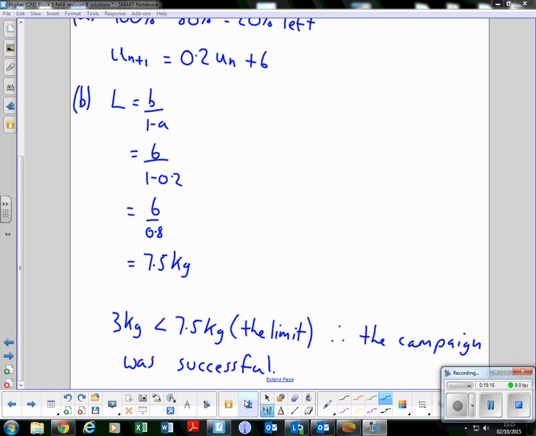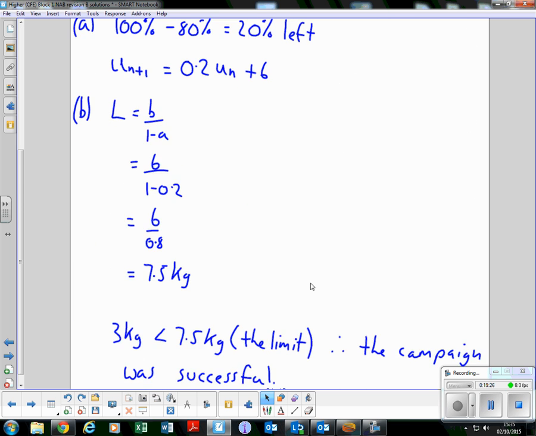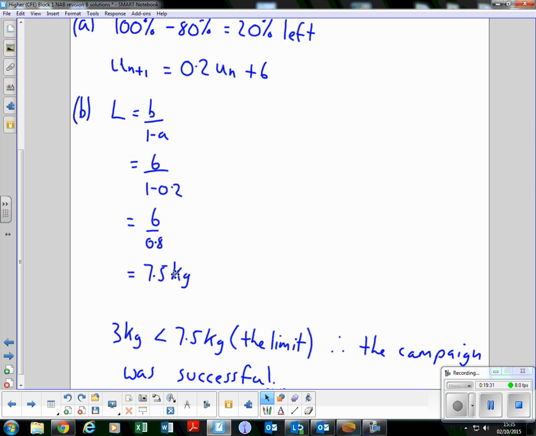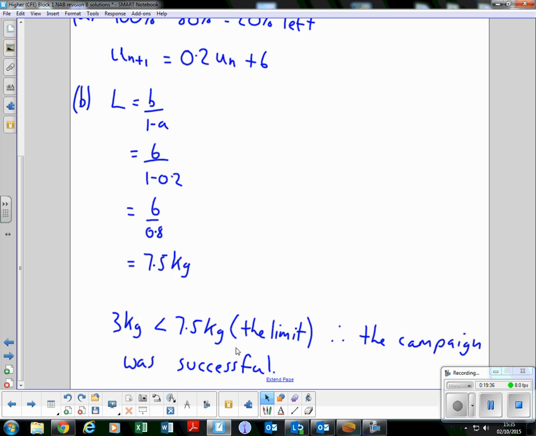But after the campaign, there's only 3 kilograms of litter. So this advertising campaign seems to have been a success. Based on the original information, we're expecting 7.5 kilograms per day. After the campaign, there's only 3 kilograms of litter per day. So 3 kilograms is less than 7.5 kilograms, the limit based on the original information. Therefore, that's 1 dot with 2 dots underneath. We can use that as "therefore" in maths. That's universally accepted. The campaign was successful.